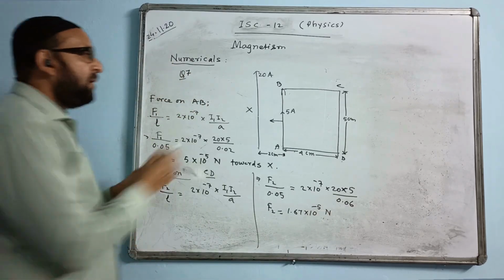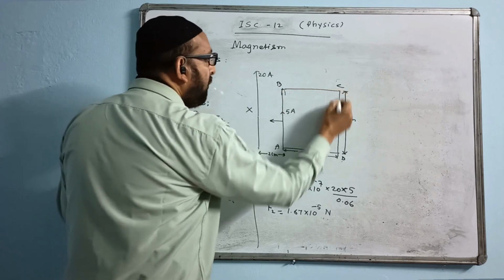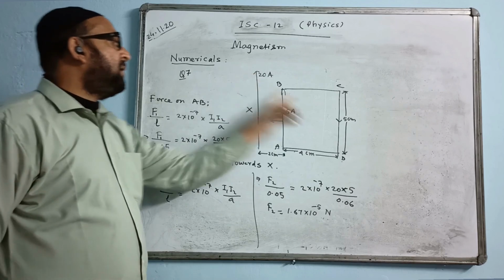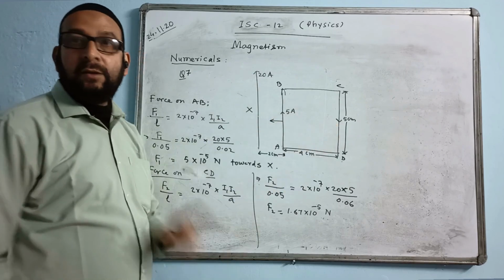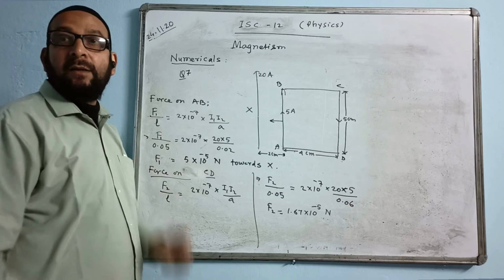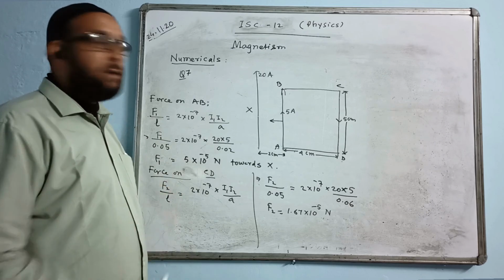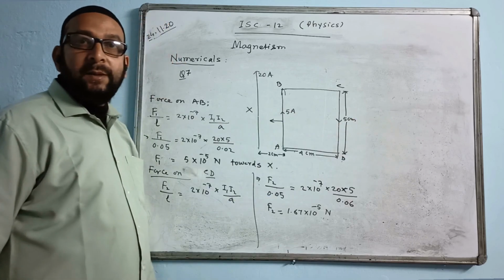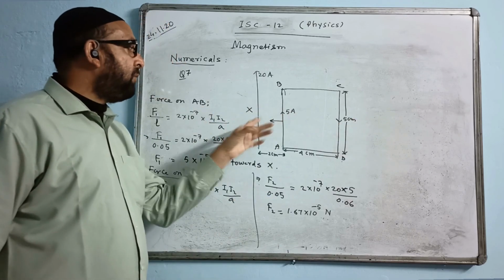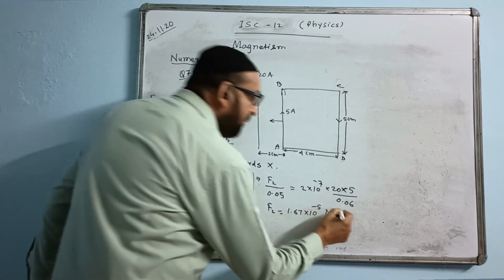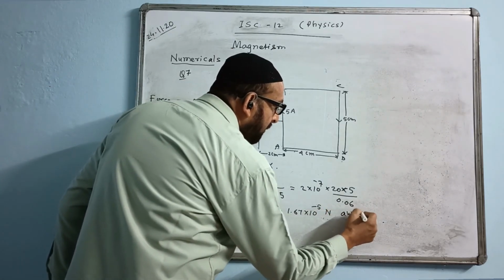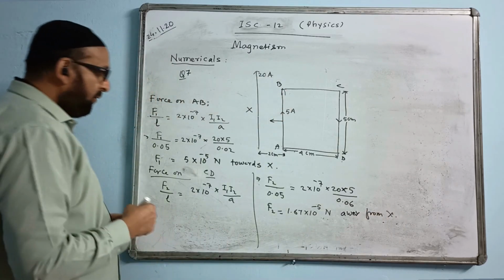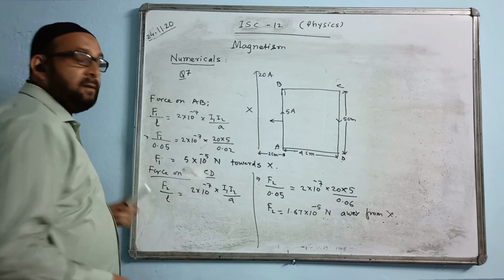Let us check the direction, because here the current is going like this. This current will flow this way, going in the downward direction. Then this current and this current are in opposite directions. When two parallel wires carry current in the opposite direction, they repel each other. Then this wire will be repelled from this wire, with a force acting away from this wire. The direction of this force will be away from X.